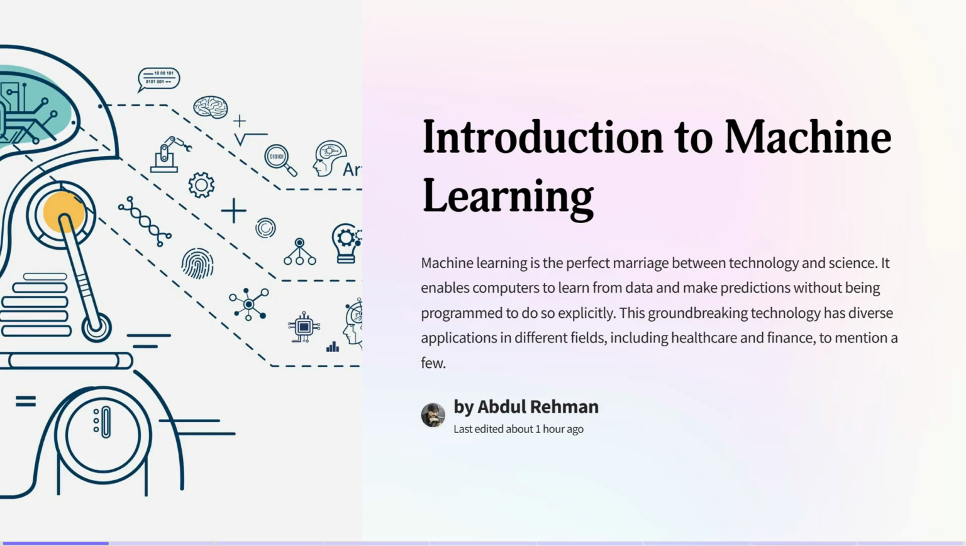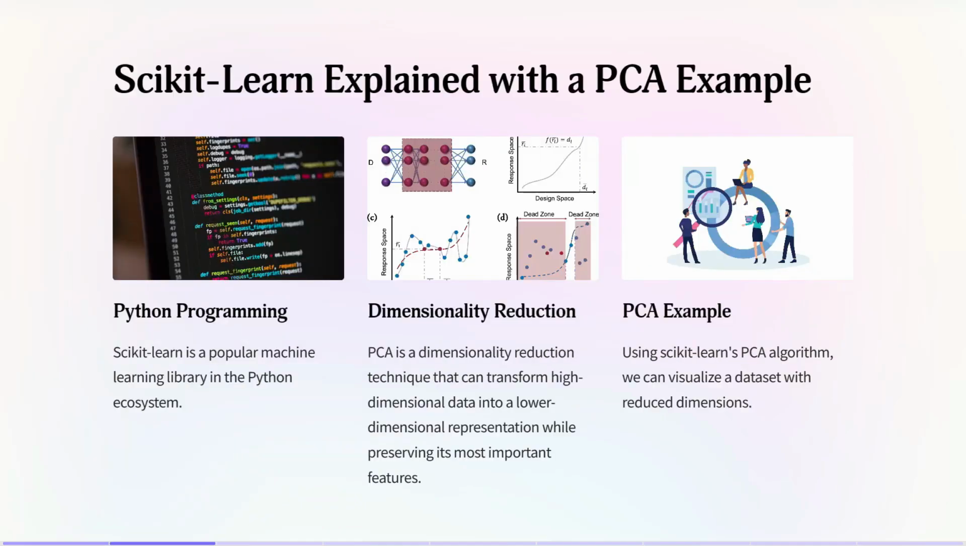Machine learning is the perfect marriage between technology and science. It enables computers to learn from the data and make predictions without being explicitly programmed to do so. This groundbreaking technology has diverse applications in different fields, including healthcare and finance, and, to mention a few, bioinformatics and DNA, RNA, and other things as well. So we can use machine learning in this as well.